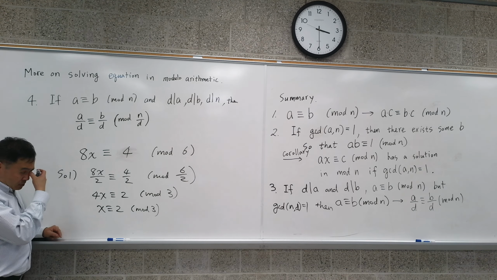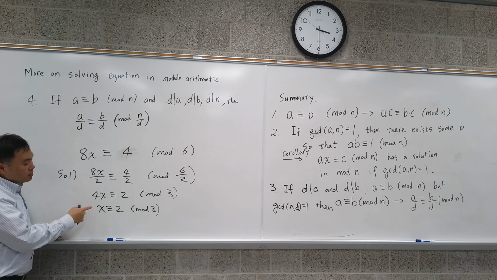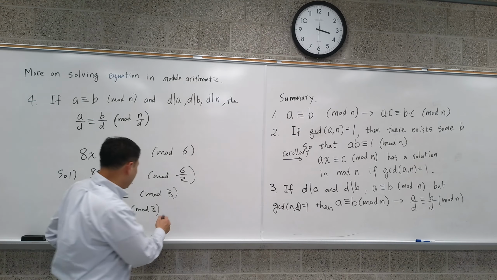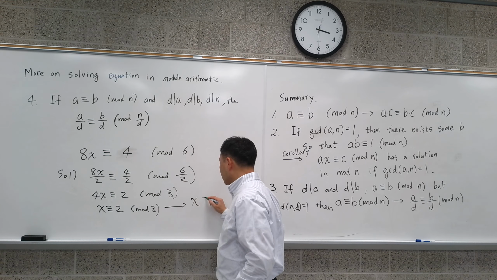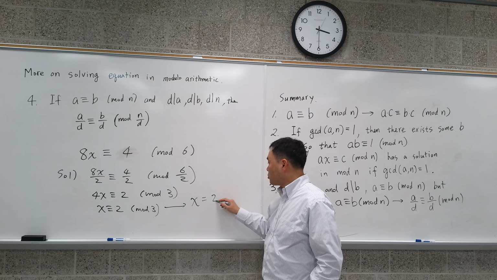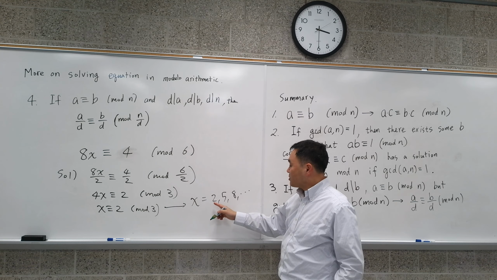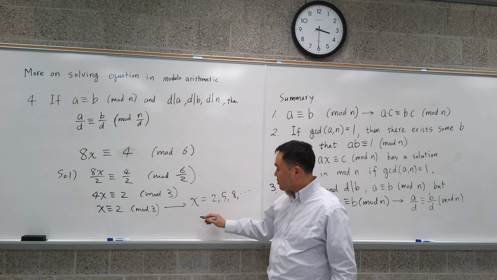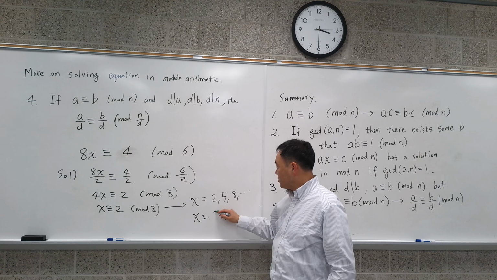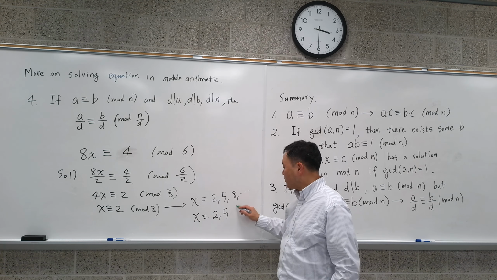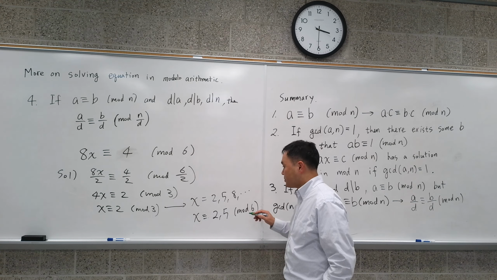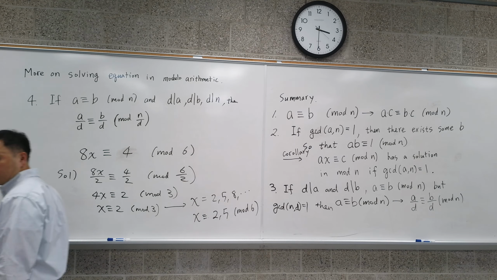Now, if you want to convert this into mod 6, you have to think about what this means. X is like 2 or 2 plus 3 is 5, 5 plus 3 is 8. And mod 6, you have 2 or 5. Oh, we had this before, right? So again, this is 2 or 5 mod 6.